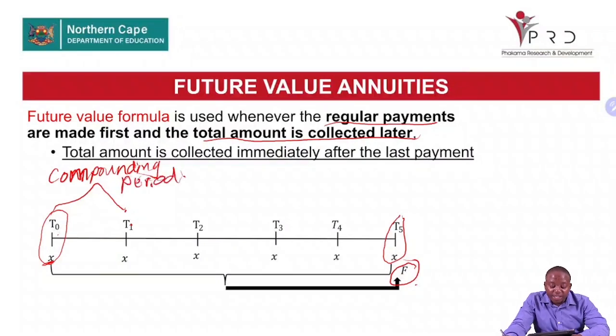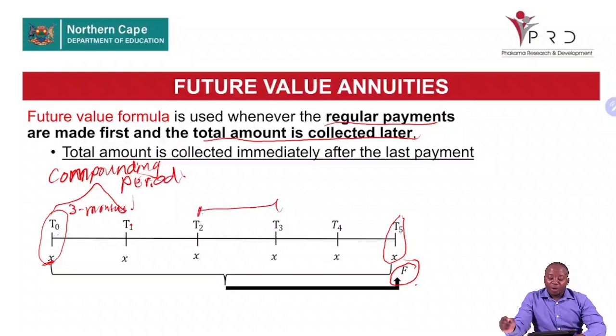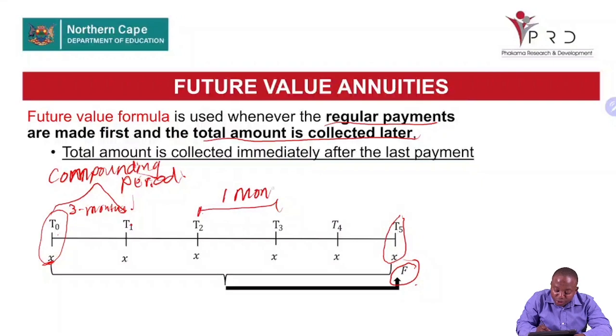What do we mean by a single compounding period? If the interest is compounded quarterly, this is 3 months, so that gives us 1 quarter. If the interest, for example, is compounded monthly, then between T1 and T2, from here to here, it's going to be 1 month. So this is when the interest is compounded monthly.